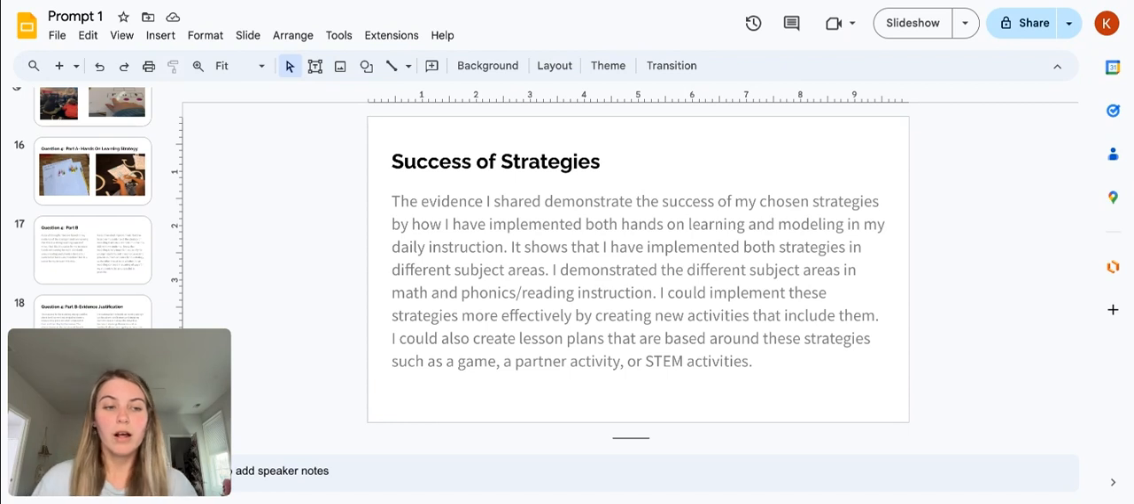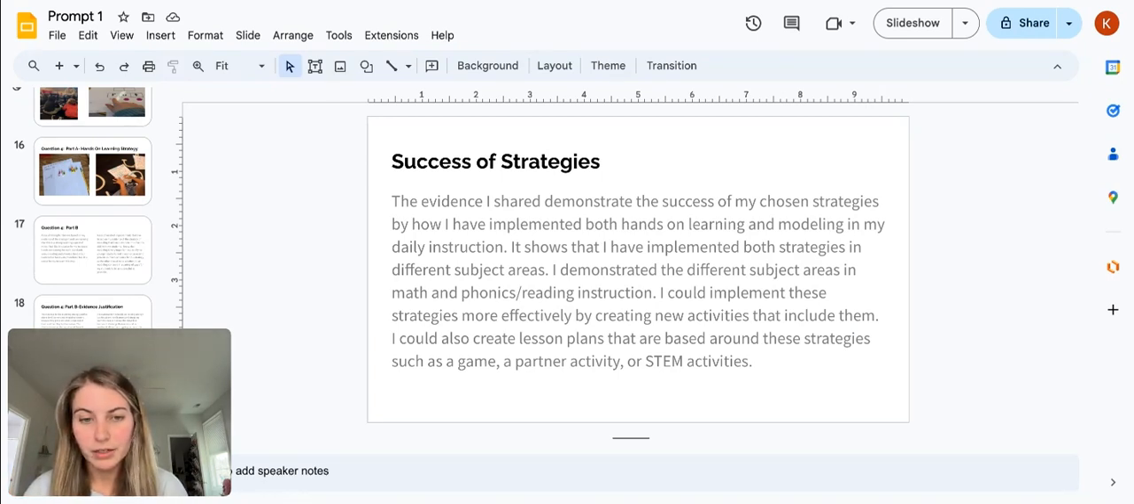The lower-level learners would benefit from the counting back strategy because it visually helps them see they are counting backwards. Success of strategies. The evidence I shared demonstrates the success of my chosen strategies by how I have implemented both hands-on learning and modeling in my daily instruction. It shows that I have implemented both strategies in different subject areas. I demonstrated the different subject areas in math and phonics reading instruction.